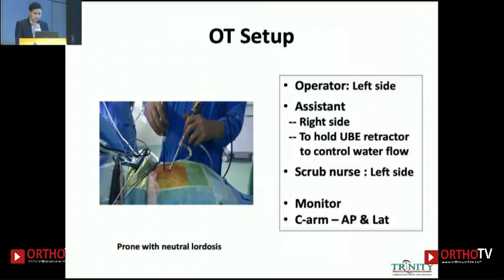So this is my OT setup. I usually stand on the left side. My assistant stands opposite to me. You need a C-arm in an AP and a lateral view. The patient is usually under a regional or a general anesthesia and kept prone on bolsters with neutral lordosis.